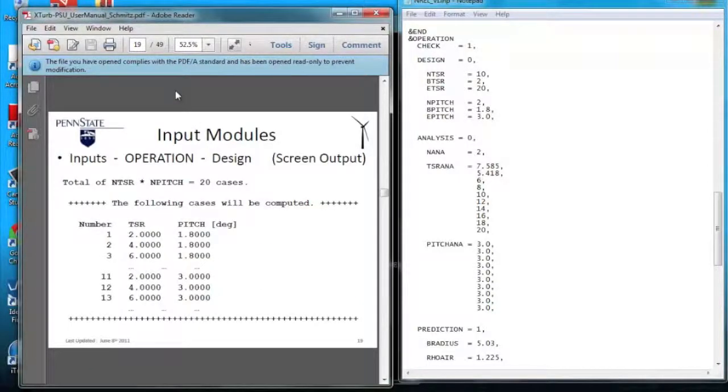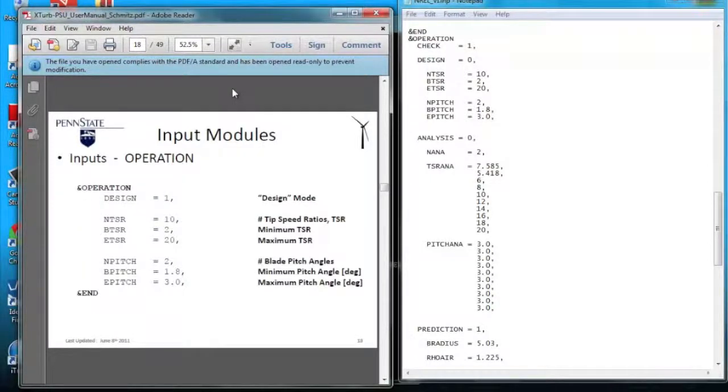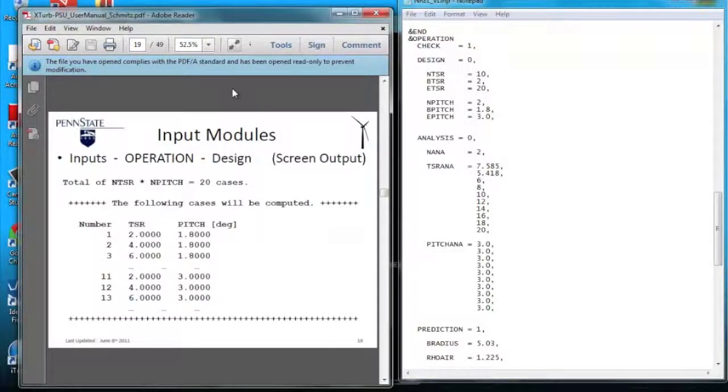So what it means then in the end is that you get a total of n TSR times n pitch, equal 10 times 2, 20 different cases. And this is all in the screen.output that we opened earlier. Okay, you can find this there. If you are in the design mode and these were your specifications, it tells you which tip speed ratios and blade pitch settings the code is going to analyze. In this case, 20 cases at once.